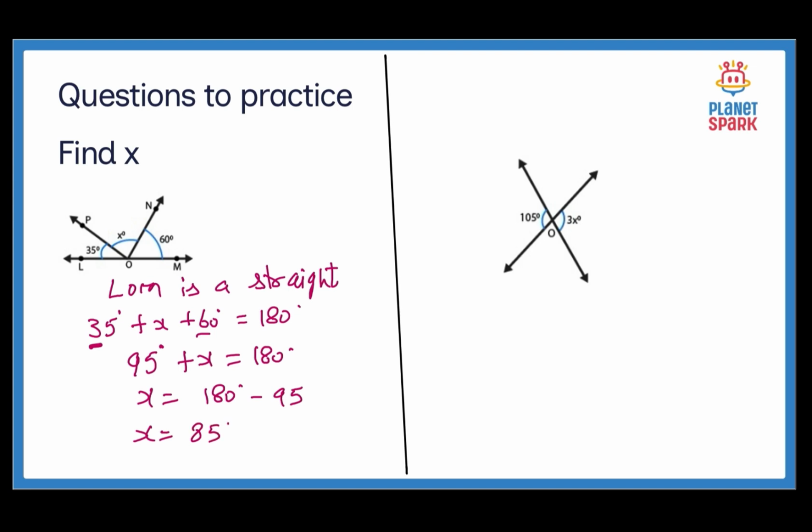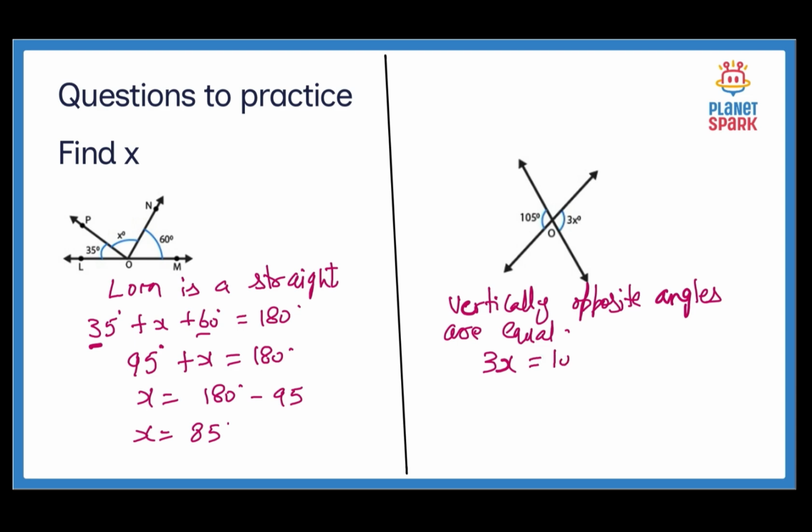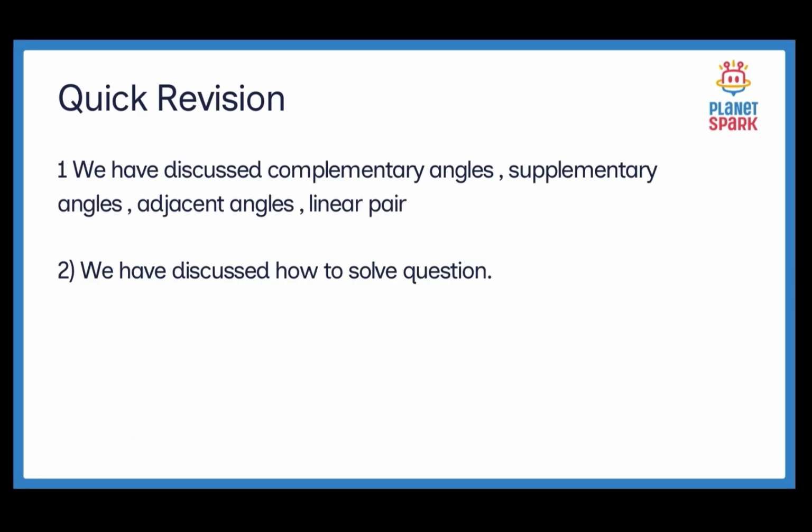Looking at the second figure, we can see a pair of intersecting lines which intersect at point O. If they are intersecting at point O, then vertically opposite angles are being formed, and vertically opposite angles are always equal. We can observe that 3x and 105 degrees are vertically opposite angles, and as we know they are equal, so 3x is equal to 105 degrees. x will become 105 degrees divided by 3, which is 35 degrees. So do remember, vertically opposite angles are always equal.